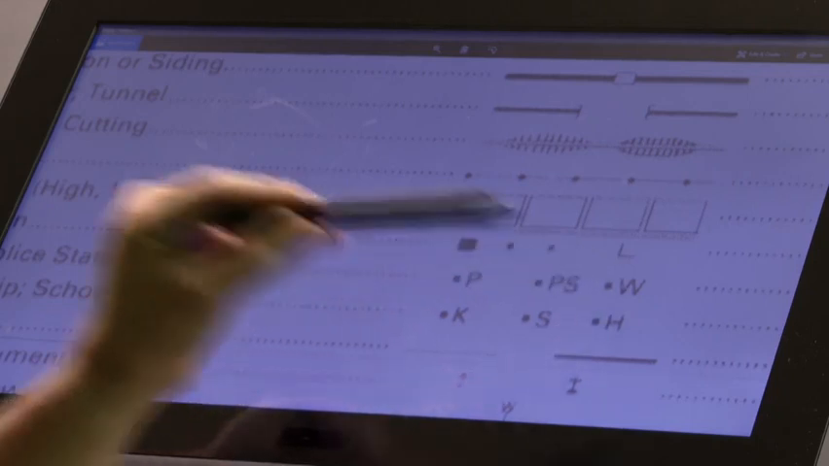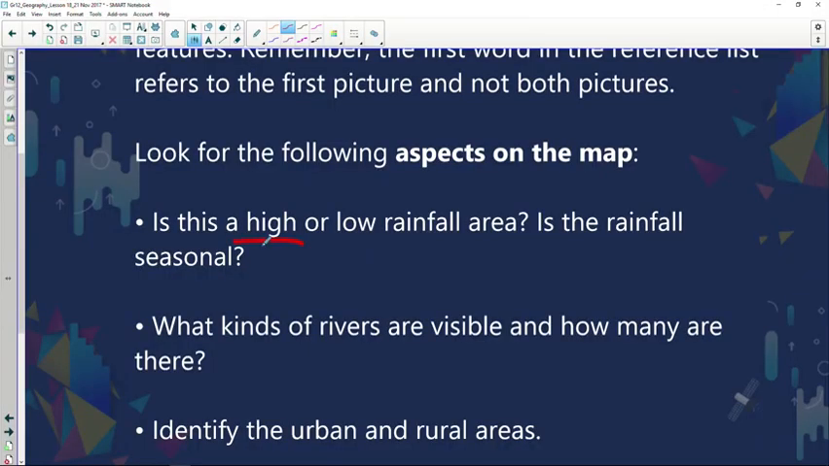It's like a shop. Now, what we can also pick up from the map, we can determine if it's a high or low rainfall area, or if the rainfall is seasonal. Now, a high rainfall area is an area that receives a lot of rainfall.